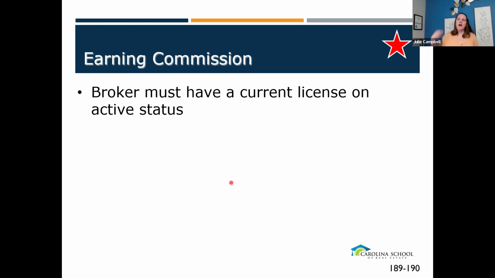Earning a commission: how do you get paid? Well, first off, you have to have a current license on active status. We're going to talk about a current license and active status, and we will get to all of that in our license law and commission rule at the end of this class. But for right now, let's just know, if you want to earn a commission, your license needs to be current and on active status.